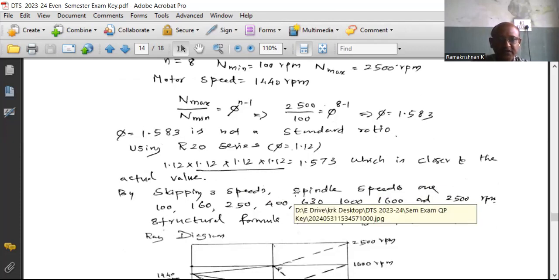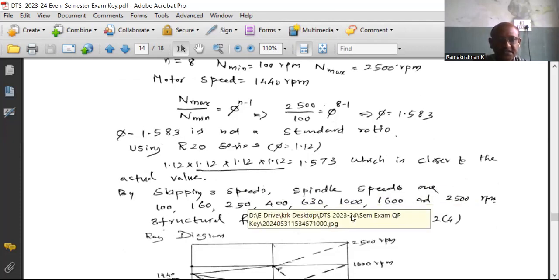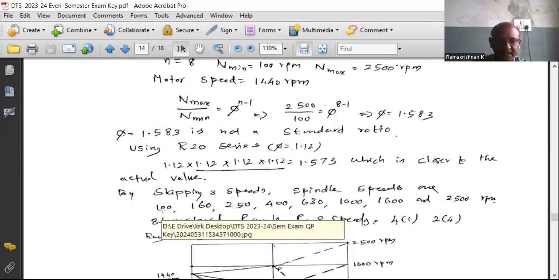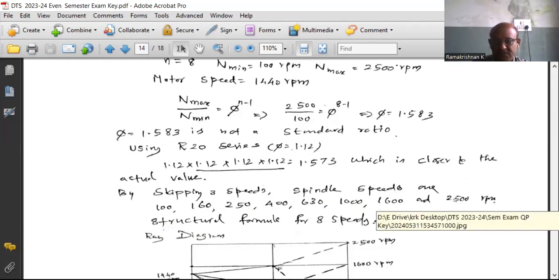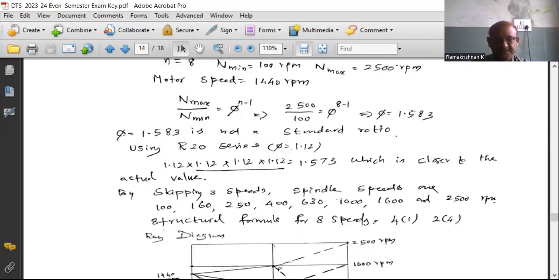So by looking into the data book R20 series, starting with 100. In the data book, it may be 1 or 10. We can multiply with 10 or 100 as per the requirement. So we can start with 100, that is the problem, the minimum speed is 100. By skipping the 3 speeds, the next speed is 160. Similarly, we can get all the 8 speeds, but ensure the last speed, that is the maximum speed, is 2500, which is given in the problem. It is so, so it is correct.